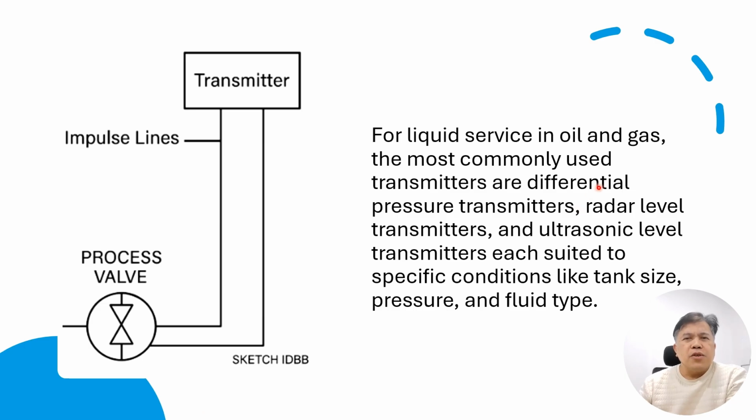So for liquid service in oil and gas, the most commonly used transmitters are differential pressure transmitter, radar level transmitter, and ultrasonic level transmitter. They are suited to specific conditions like tank size, pressure, and fluid type. Okay, so that's what I was saying earlier. From the tapping point, you should know, and when you see the actual installation, you can easily identify which is the high HP and LP, the low pressure.